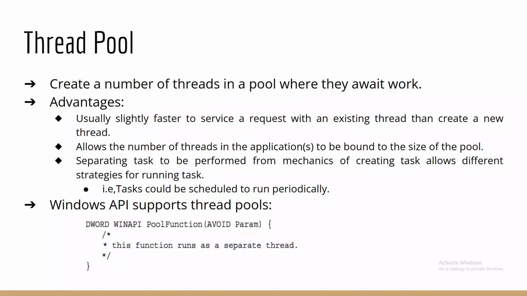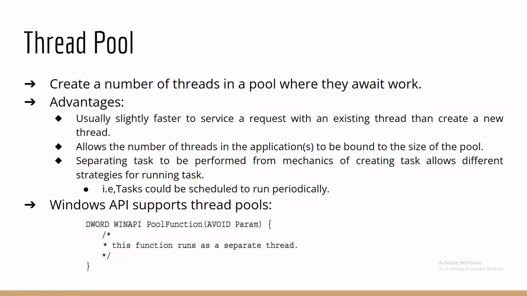It's usually faster. Servicing a request with an existing waiting thread is faster than the overhead of creating a new one from scratch every time. It limits the number of threads. By setting the size of the pool, you put a bound on the number of active threads in your application. This is crucial because an unlimited number of threads could exhaust system resources like CPU time and memory.